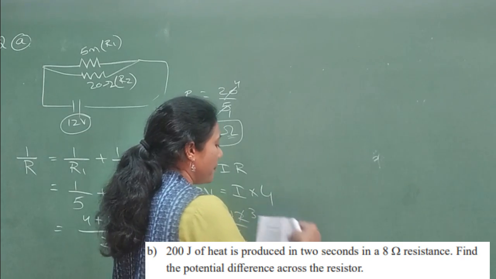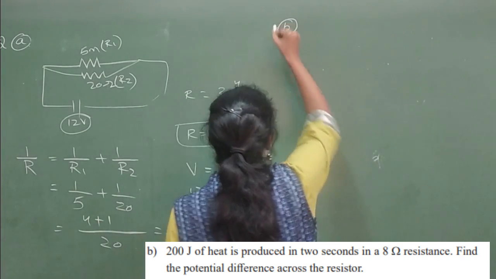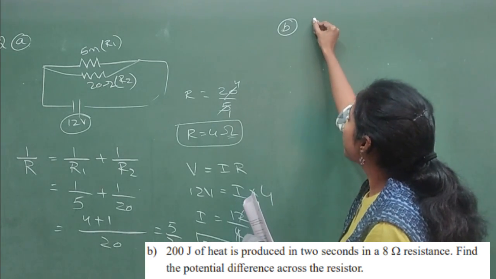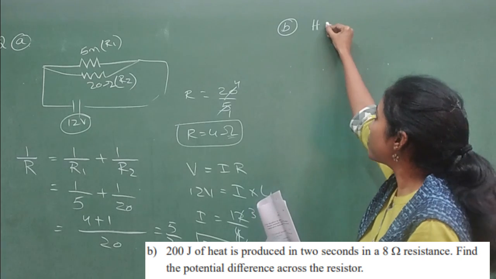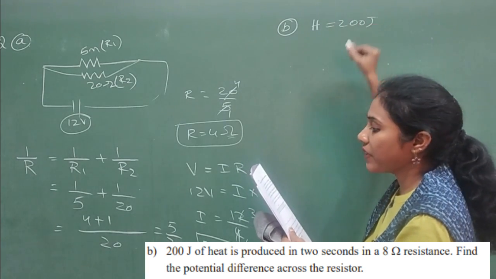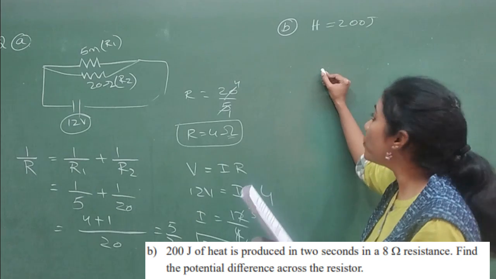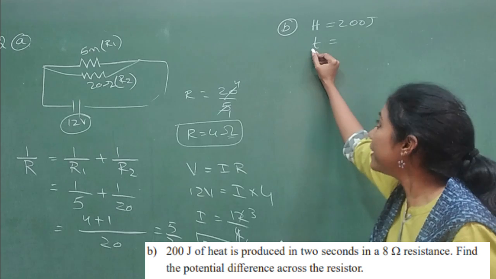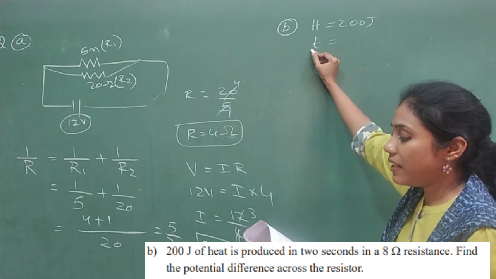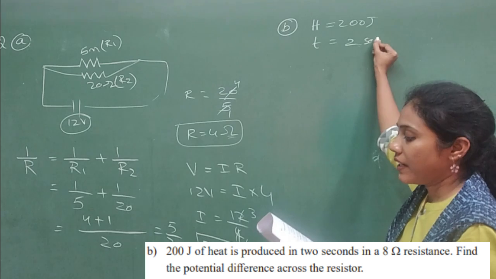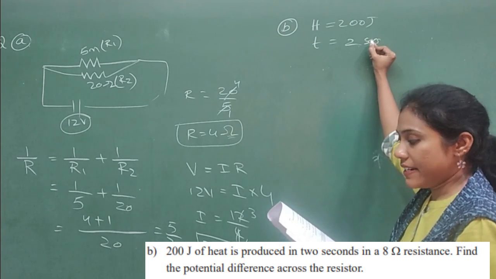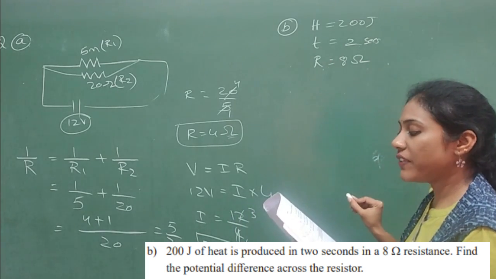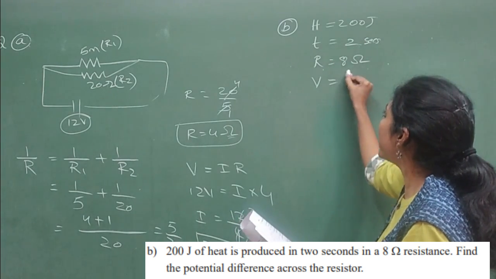And coming to question number B, this is also a problem only. 20 joules of heat is produced. Heat is always indicated as H here. So the H value is given, that is 20 joules. And heat is produced in 2 seconds. So time is given here. Time is always indicated as small t in the electricity chapter, right? And the units are seconds here. So time is given, that is 2 seconds. And resistance is given, that is R is 8 ohms. Find the potential difference across the resistor. Potential difference, that is V, they are asking.